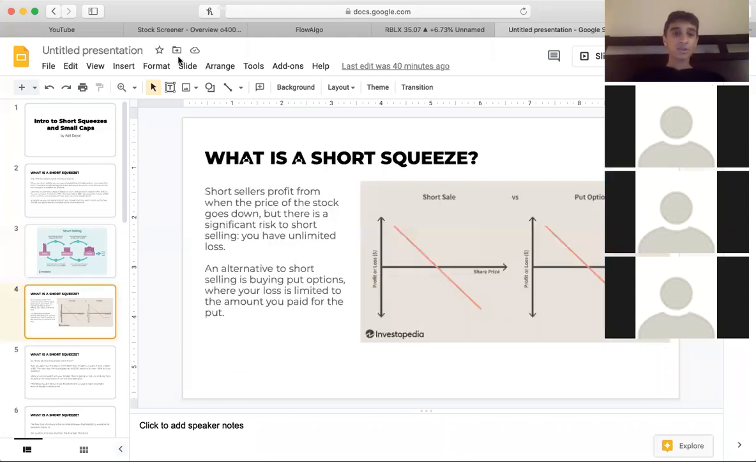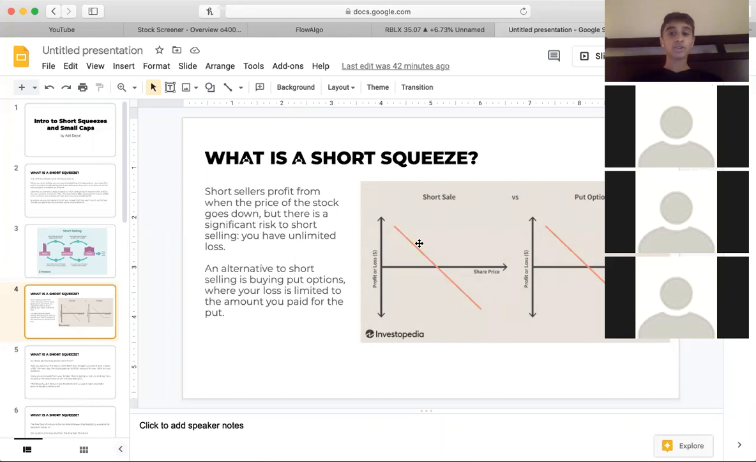But what is a short squeeze? Short sellers profit from the price of the stock going down, but the issue is there's unlimited risk, as you can see in this diagram. If the share price goes up, you can go minus 100%, minus 200%. So another and better way to short a stock is via put options. You buy puts. The thing with this is that your loss is limited to the amount you paid for the put option. But you also have to buy an expiry and you have theta decay and all the negatives that come with options trading.